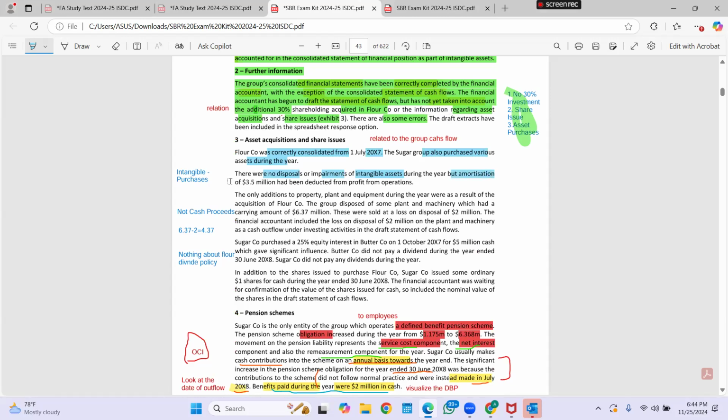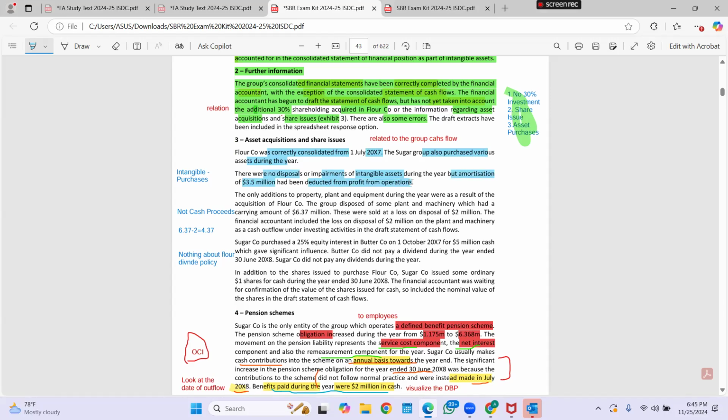But there is amortization of 3.5 million, which would reduce your intangible asset, and has been deducted from your profit from operations. So using these given figures, opening balance, amortization, zero disposal, zero impairment, you all need to find something. Can you all tell me what you need to find? Let's look into it when we are doing that calculation. But I do have a question for you all.